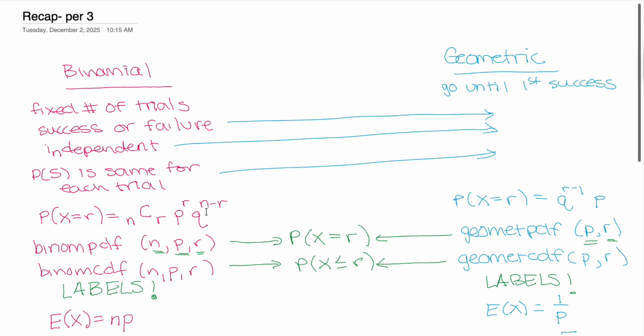And for the probability of X equal to r, the formula for binomial distribution is here: nCr times p^r times q^(n-r). For geometric, it will be q^(r-1) times p.